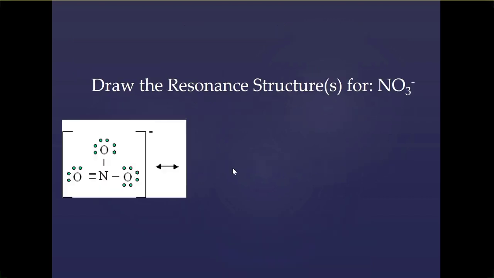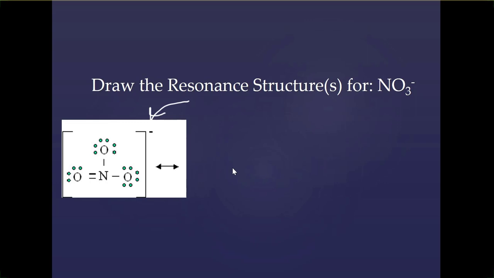So let's draw the resonance structures for nitrate ion. Nitrate ion is a negative ion, and so when you draw the Lewis structure, you need to encase it in brackets, and then you put the charge of the ion right outside the bracket. What that is telling us is that we have one more electron in there. So when you count valence electrons, you'll count the valence electrons, but you'll also have to add one more because this is an ion.